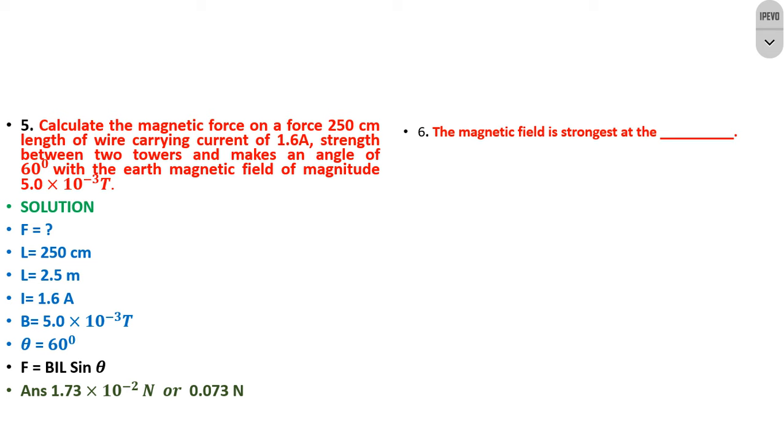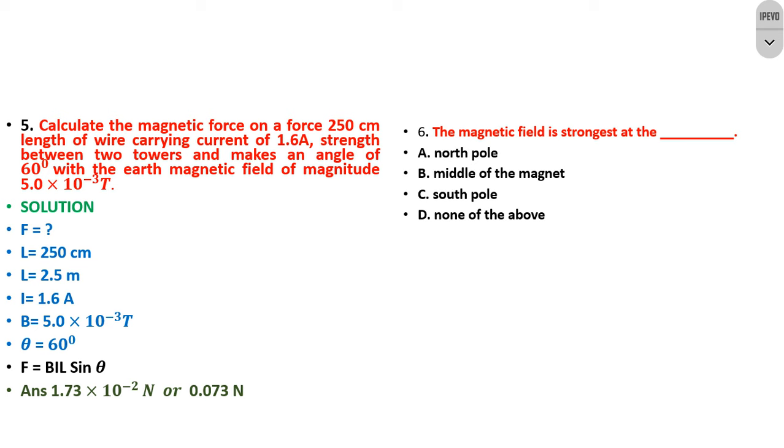Question 6 says, the magnetic field is strongest at the North Pole, the middle of the magnet, the South Pole, none of the above. We have already discussed all these things, and in a magnet, one would not say that the magnetic field is strongest at the North Pole and forget about the South Pole, or that it is strongest at the South Pole and forget about the North Pole. Looking at this, we have not seen the option. The correct option is D, because none of the above is the correct option.